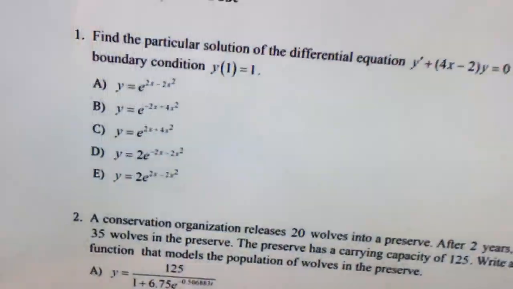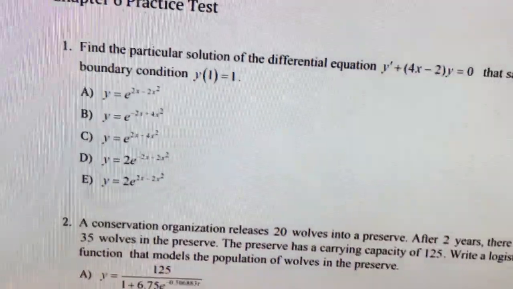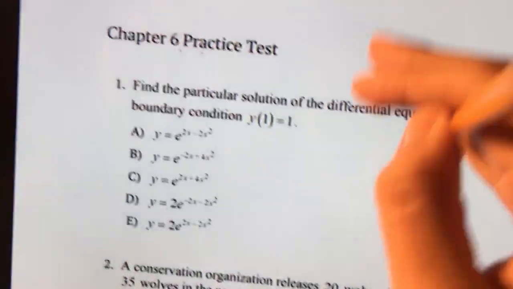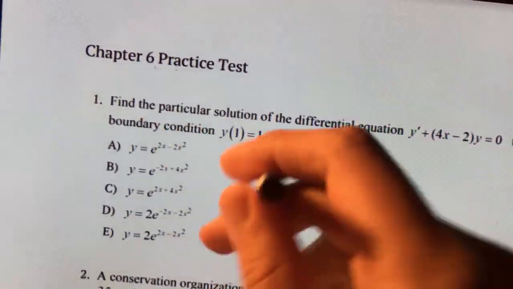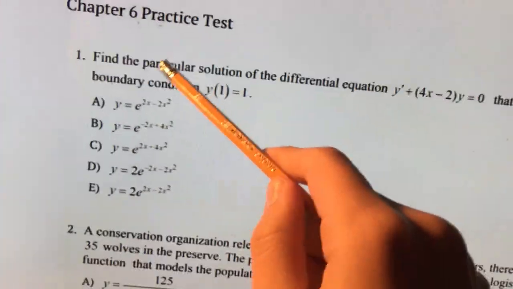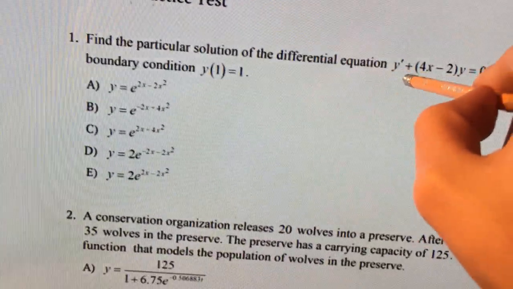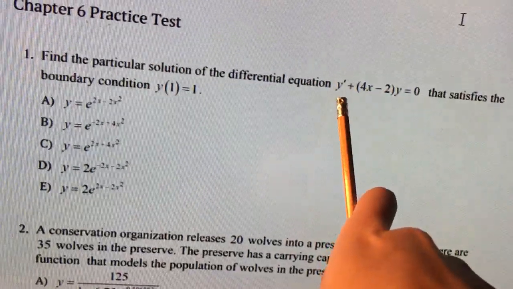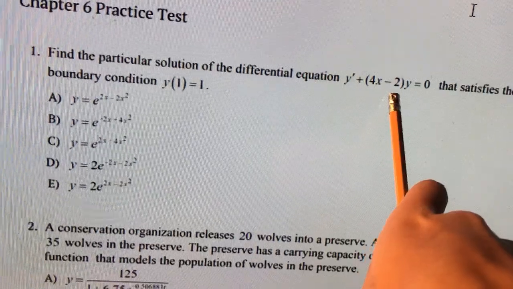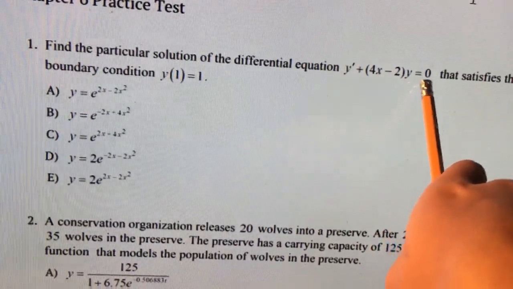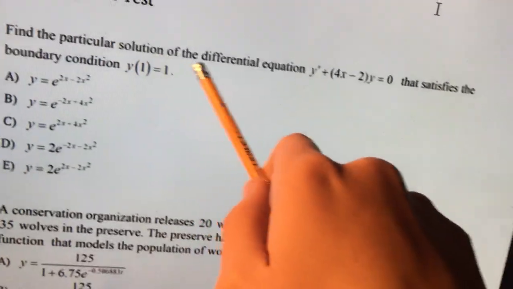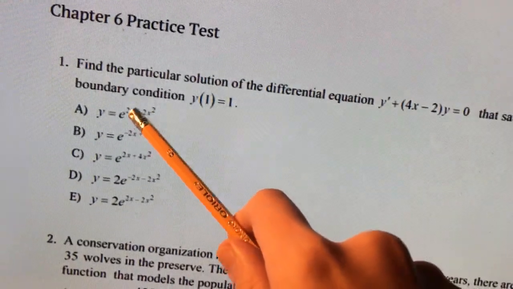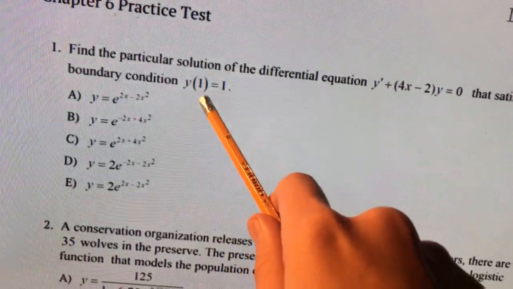Let's get started with number one on the practice test. Number one says find a particular solution of the differential equation y prime plus (4x minus 2) y equals 0 that satisfies the boundary condition y of 1 equals 1.